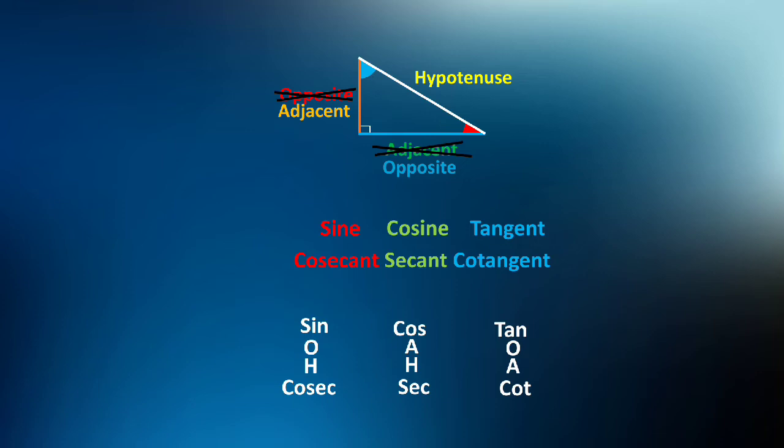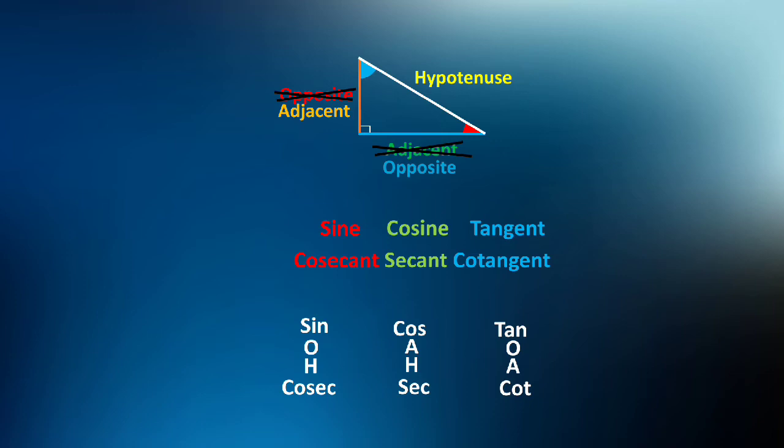O represents opposite, A means adjacent, and H means hypotenuse. So what is it trying to tell you? These trigonometric functions, sine, cos, tan, have a relationship with the sides of the triangle. So sine of one of the angles will be related to the opposite side and the hypotenuse of the triangle. Cos of some angle will be related to adjacent and hypotenuse of the triangle. Tan represents the opposite and adjacent.